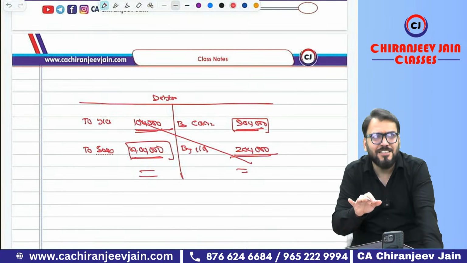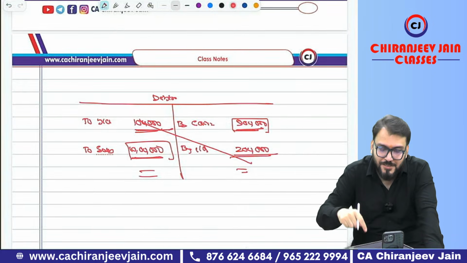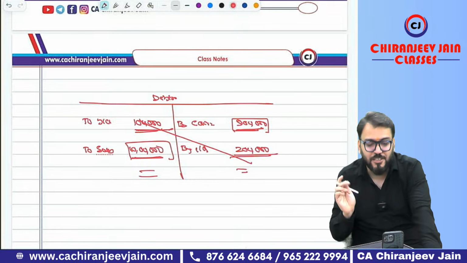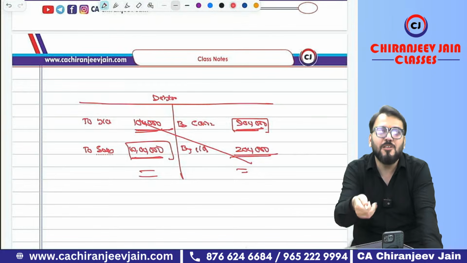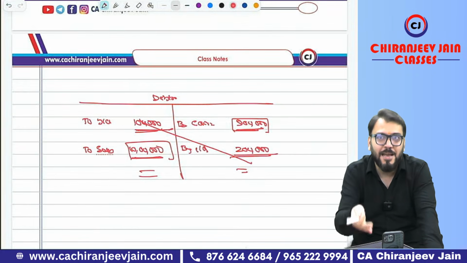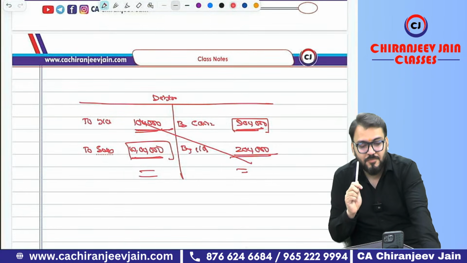I know in CA Inter teachers say inflow and outflow. That is not the correct way of explanation. This is the correct way of explanation. I hope you have understood whatever I am saying. If you want, for creditor also I can do it, but at CA Final level you should put in some effort and try to understand on your own. If I say everything, then what will you do? Got this point?